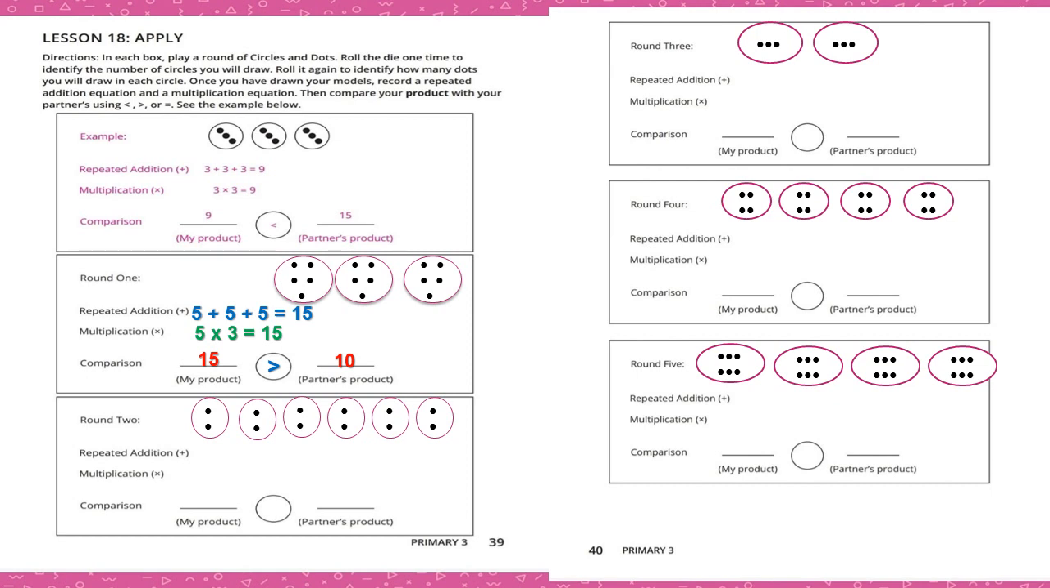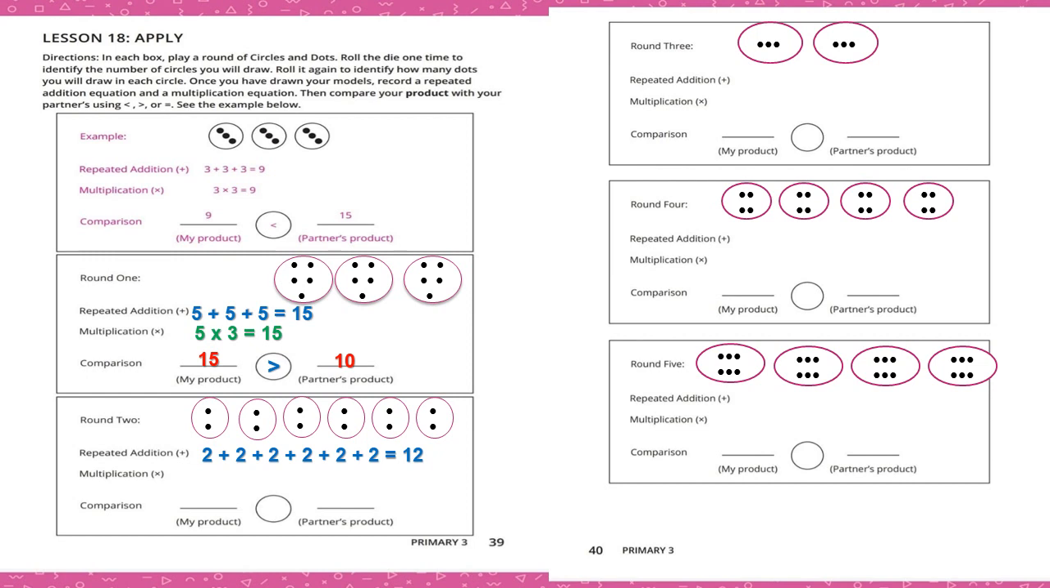Number 2, we have 6 circles and each circle has 2 dots. Then we find that 2 repeated 6 times. So in the repeated addition equation, we add 2 6 times. 2 plus 2 plus 2 plus 2. It's like skip counting by 2. 6 times: 2, 4, 6, 8, 10, 12.